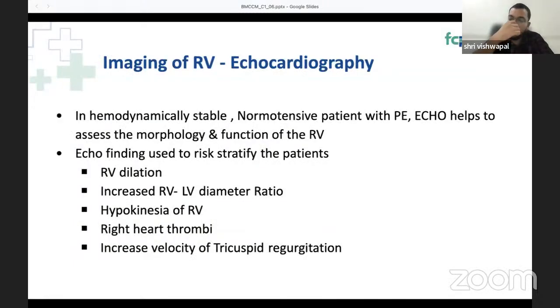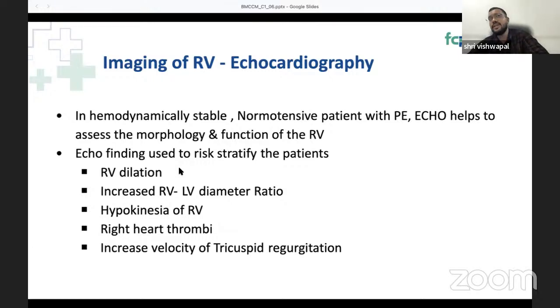Okay, so another imaging is echocardiography. Echocardiography is something you could do in a hemodynamically stable, normotensive patient with pulmonary embolism. Echo helps to assess the morphology and function of the right ventricle. Right ventricle function and morphology are very important, because in pulmonary embolism, the right ventricle gets affected more than the left ventricle in the initial stage.